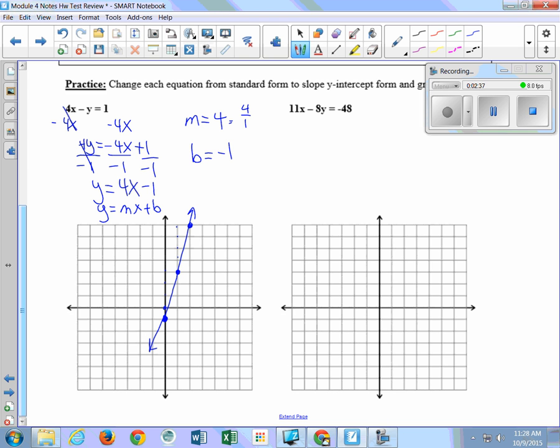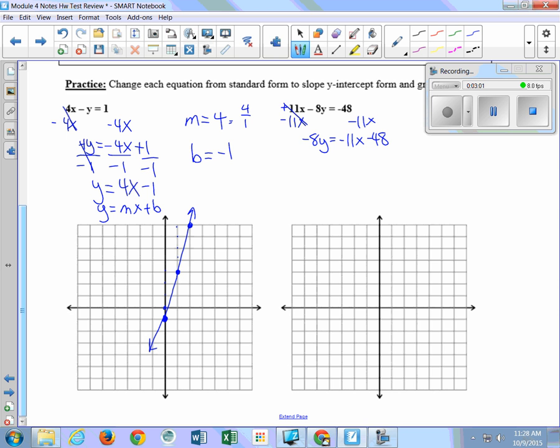Okay, let's try the next one. First step, eliminate the x term by doing the opposite operation. So I'm going to do the opposite of this plus 11x, which is minus 11x, to both sides of the equal sign. That gets canceled. Left with negative 8y equals, and I can't add or subtract those together, they're not like terms, negative 11x minus 48.